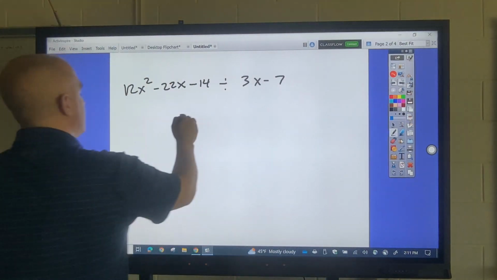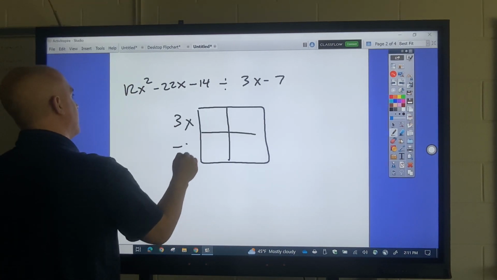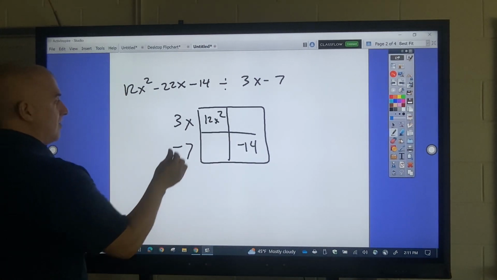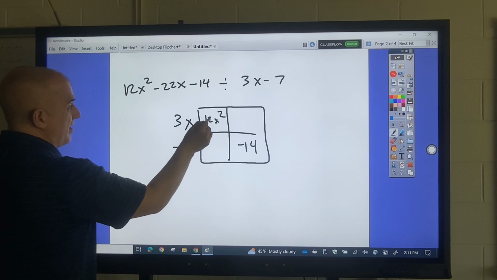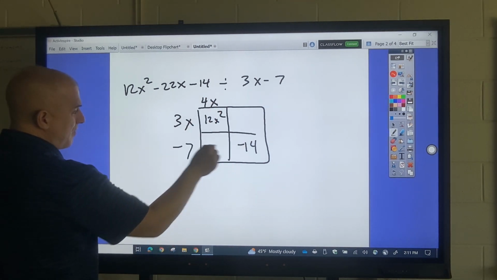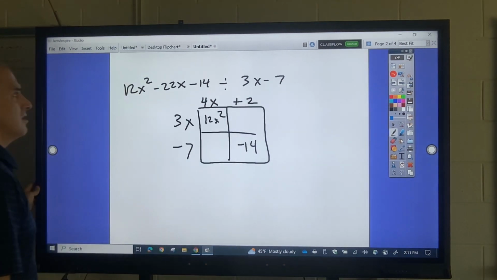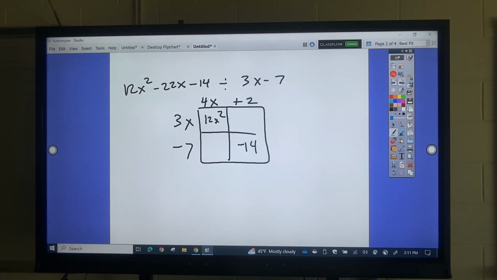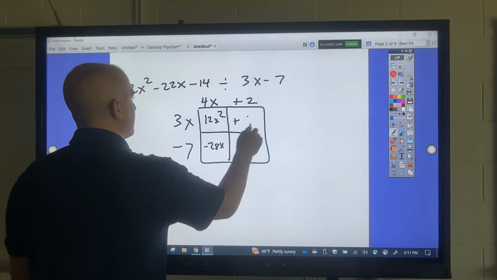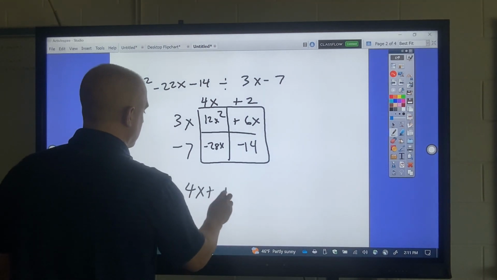So go ahead and put your box here. I got 3x minus 7. I know that 12x squared minus 14 goes in, okay? Now, once again, to figure this out, you could divide. That's why it's called that. 12 divided by 3 would be 4. Well, that would need to be an x, okay? Negative 14 divided by negative 7 would have to be positive 2, okay? Okay, so that would be negative 28x. And positive 6x, as you can see, that adds up to being that. So my answer is 4x plus 2.